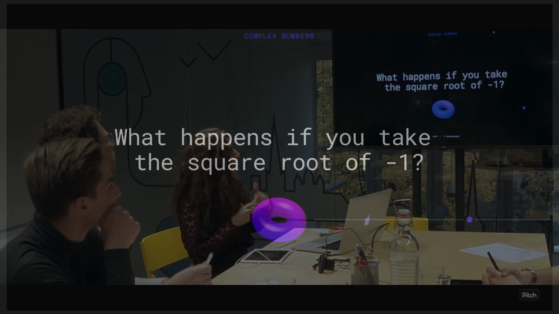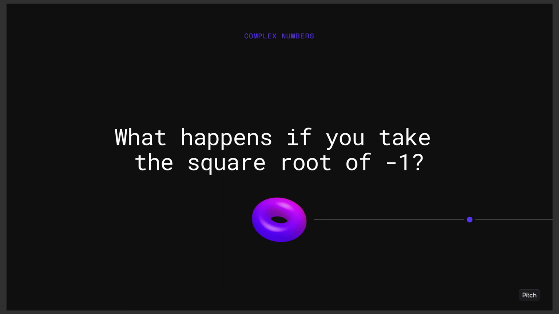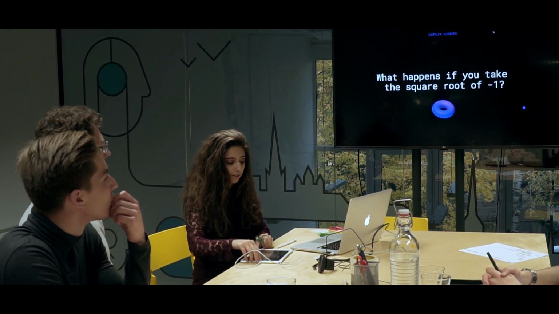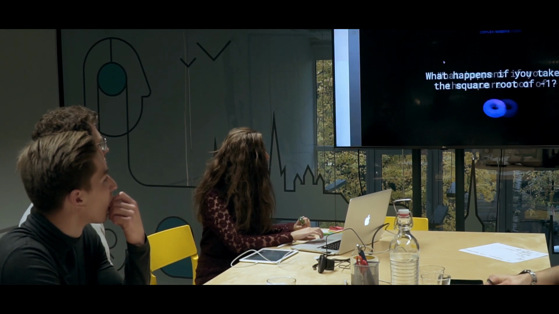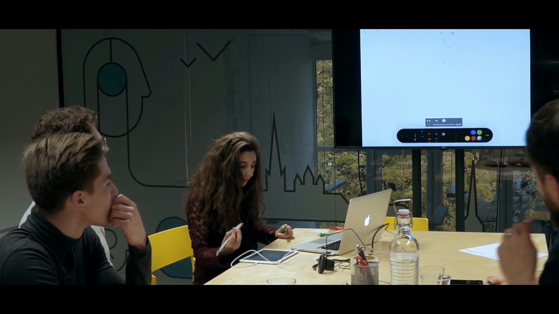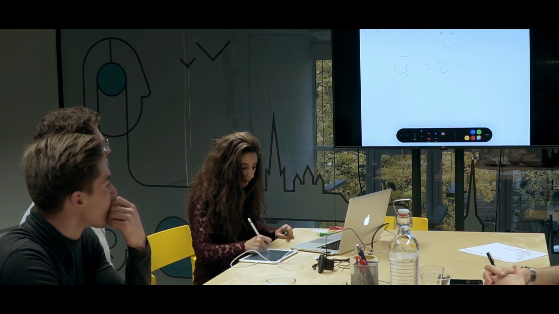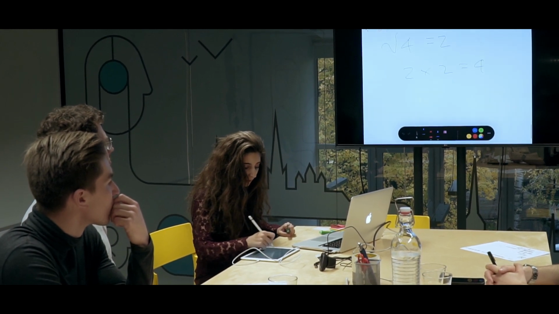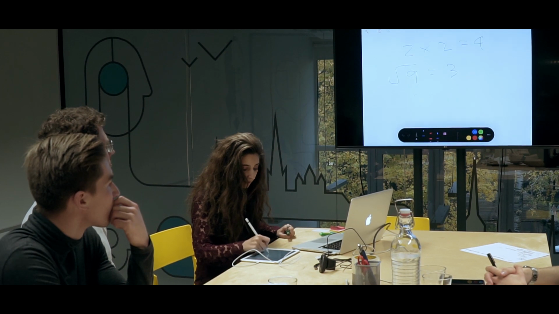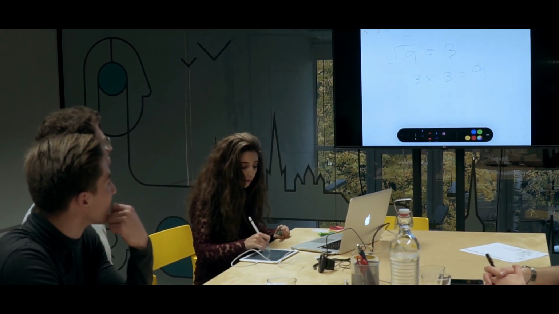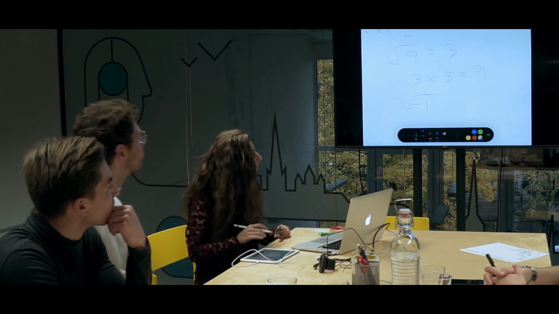So basically, the premise of a complex number is mathematicians ask the question, what happens if you take the square root of -1? So what this question means is, if you think about square roots of things, like the square root of 4 is equal to 2, because 2 times 2 is equal to 4, or the square root of 9 is equal to 3, because 3 times 3 is equal to 9. So that's square roots. But what happens if you look at the square root of -1? Does anyone know what that's equal to?